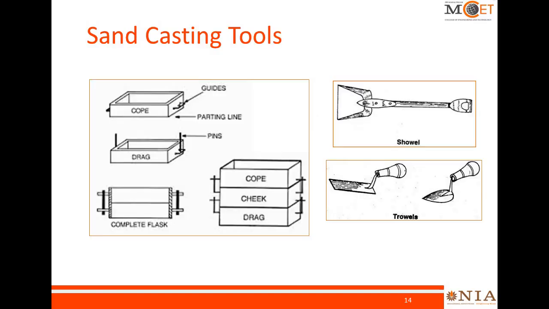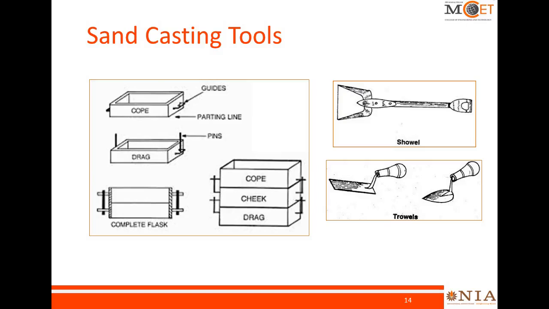Now the various tools used in the sand casting process. The first is the box, the molding flask. As I told you already, if it is 2 boxes, the lower one is called the drag and the upper one is called the cope. If it has 3 boxes, the lower one is the drag, the middle one is the cheek, and the upper one is the cope. So this is about the molding flask. And next, the other tools are shovel and trowels. The shovel is the tool which is used to mix the sand.